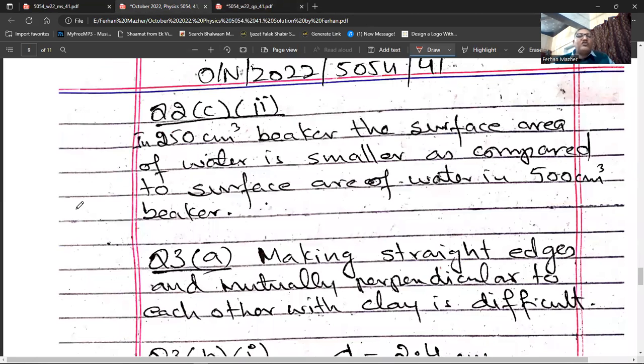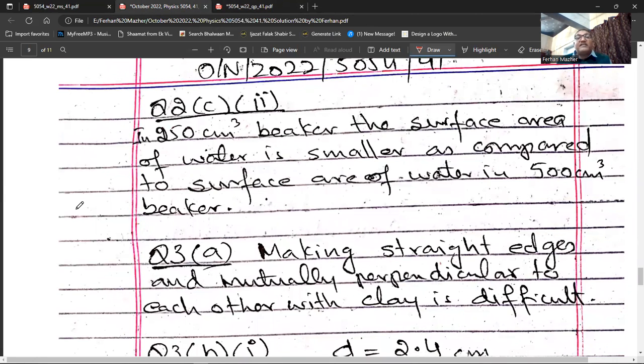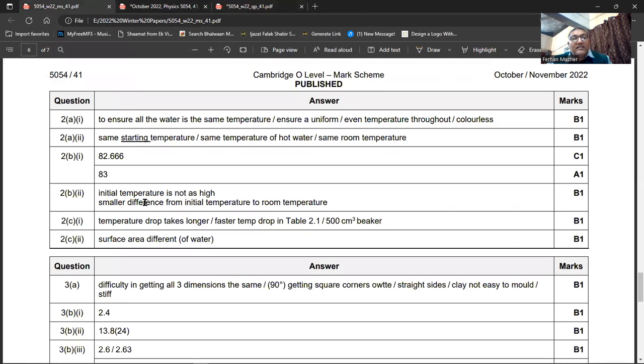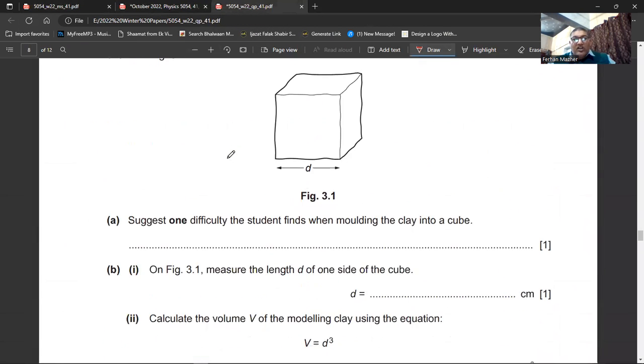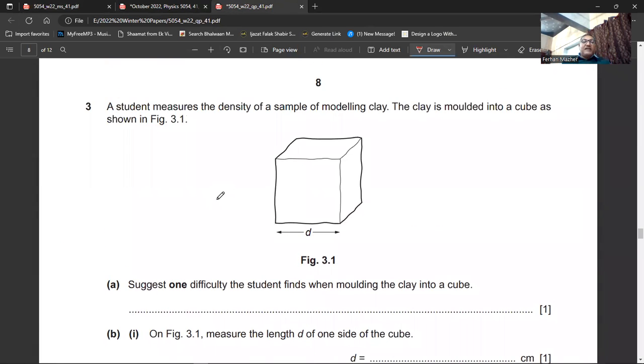And he said, in 250 cubic centimeter beaker, the surface area of the water is smaller as compared to the surface area of the water in the 500 centimeter cube beaker. And this decreases the heat loss from the surface area of the water. Okay, so our answers are right. I hope you understand. Question number 3, he says a student measures the density of a sample of modeling clay.